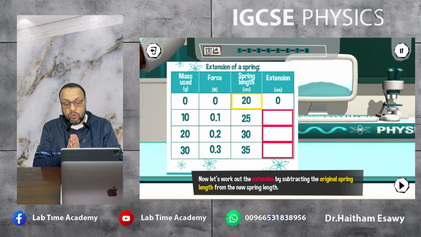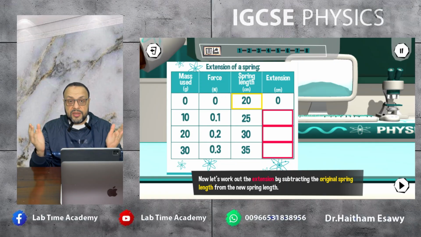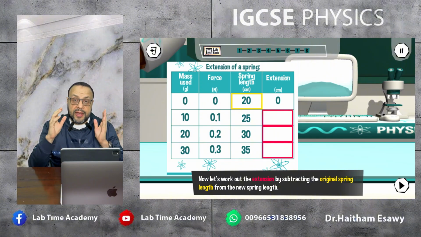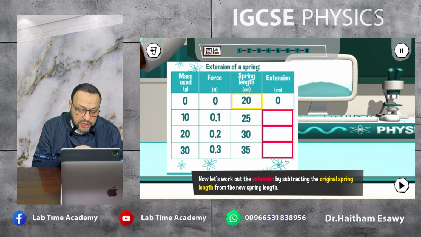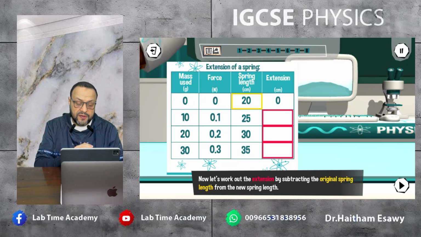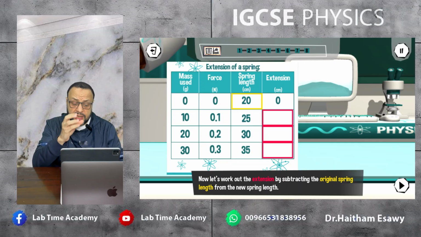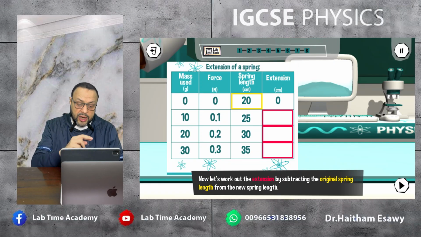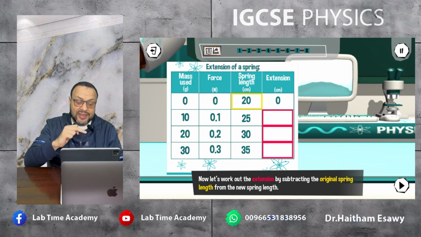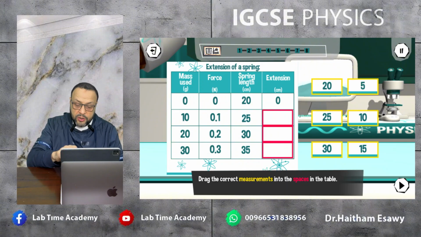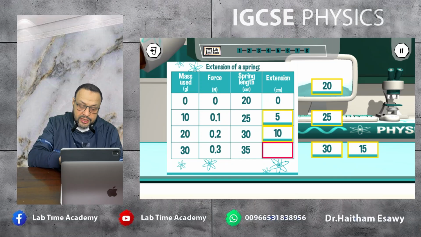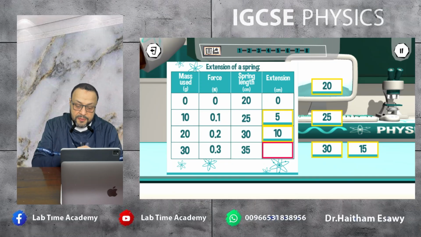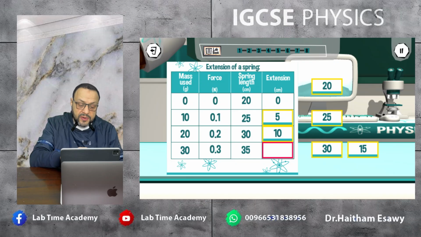Then we want to calculate the extension. We know the extension is the stretched length minus the unstretched length. The stretched length is 25 or 30 or 35, but the unstretched length, which is the original length, is 20. Right? So I'll start to subtract 25 minus 20, then 30 minus 20, then 35 minus 20. So here we have 5 for the first one. And then we have 10, because 30 minus 20 will be 10. And the last one, 35 minus 20 will be what?